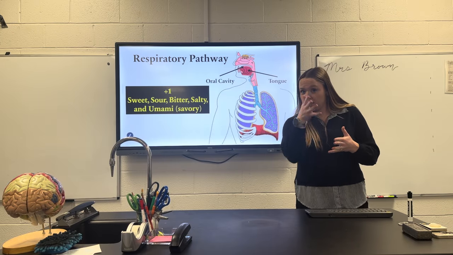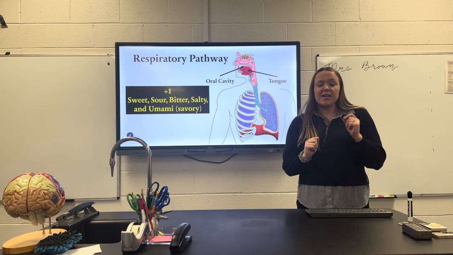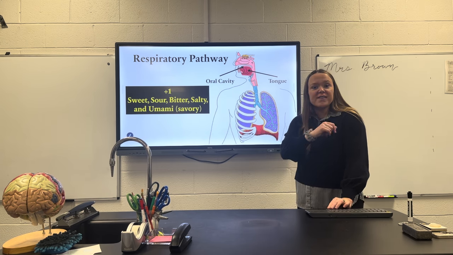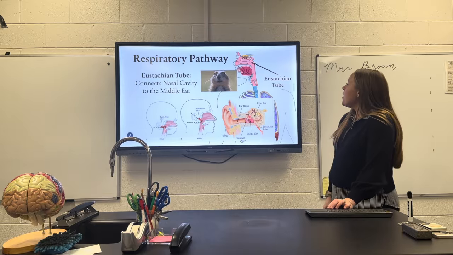Got all 5: sweet, sour, bitter, salty, and umami. Maybe unami. You can check that for me. Landon's gonna look it up. But that's our savory sense. We're gonna talk more about this in our senses section.